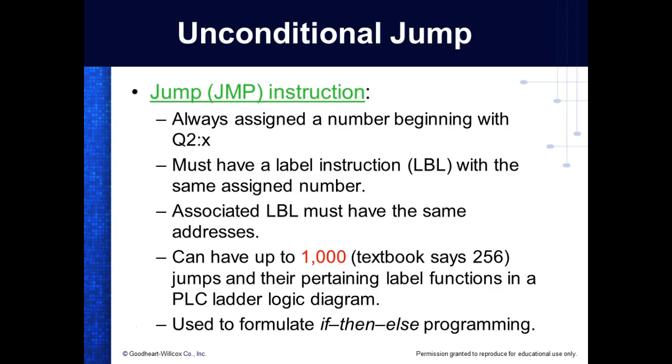We assign it a number between 0 and 999. The book says 256, but it is 999. So we could literally have 1,000 jumps.